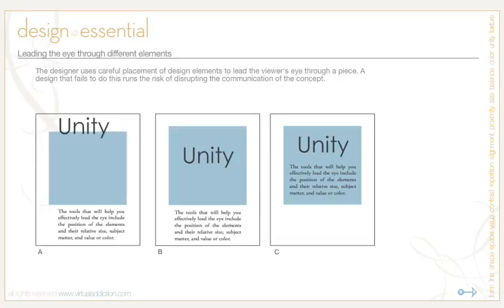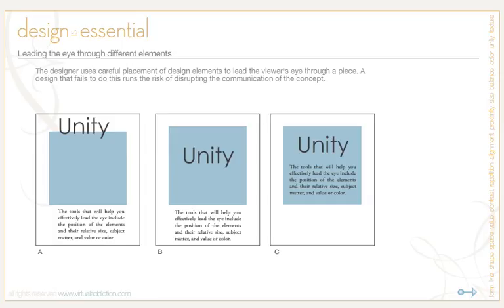A designer uses careful placement of design elements to lead the viewer's eye through a piece. A design that fails to do this is going to run the risk of disrupting the communication of the concept. The tools that are going to help you effectively lead the eye include the position of the elements, their relative size, subject matter, value, and color.